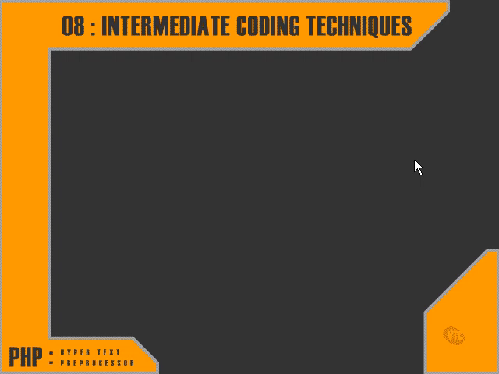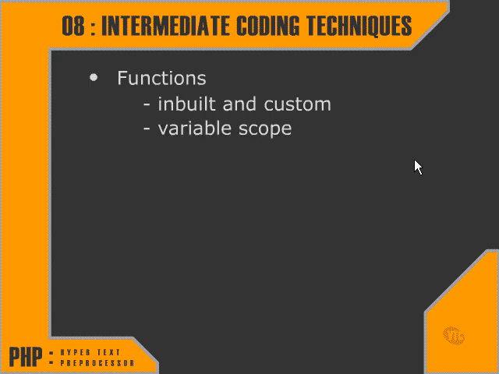In this chapter, we're going to look at ways to make our scripts more efficient, ways to reuse elements that we've already written, and to avoid redundancy. To do that, we're going to be looking at PHP functions. And that's both the inbuilt functions that are included within PHP and custom functions that we can write ourselves to suit our individual needs.